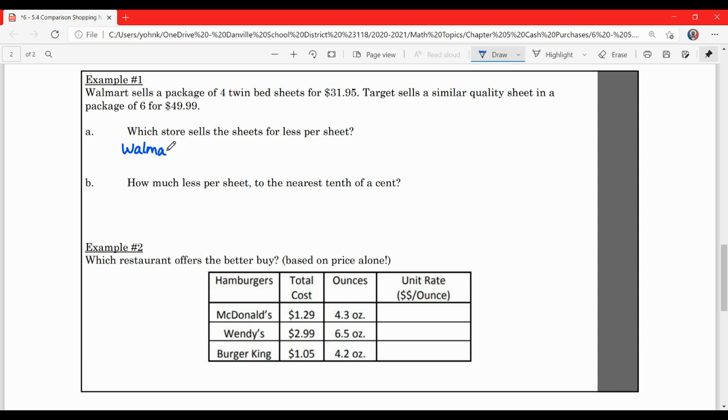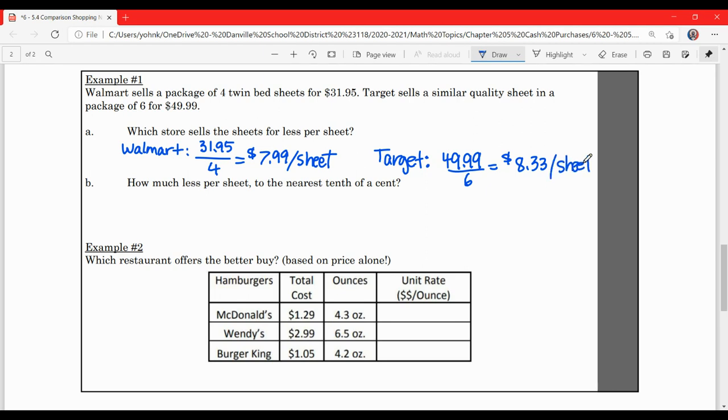So for Walmart, we take the total price, which is $31.95, and we divide by how many come in the package, which in this case is 4. When I divide, I get $7.99 per sheet. Remember, unit prices always have this per, which in math we can simplify with a slash. Okay, now let's do the same thing for Target. So we take the Target total price, which is $49.99, and we're going to divide by how many come in that package, which is 6. This gives us a unit price of $8.33 per sheet.